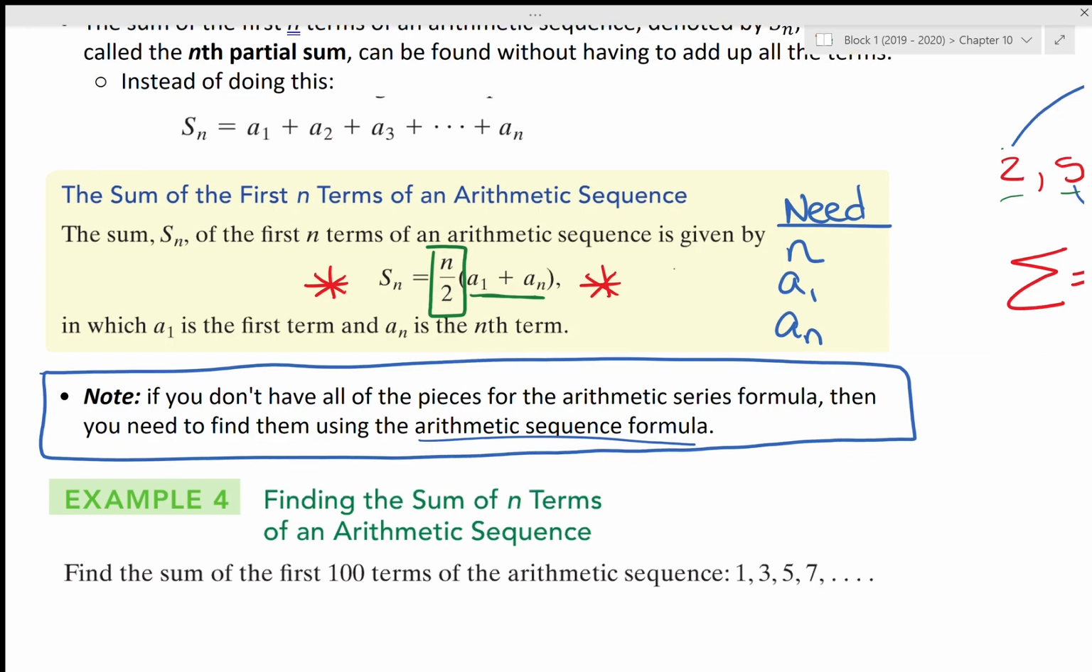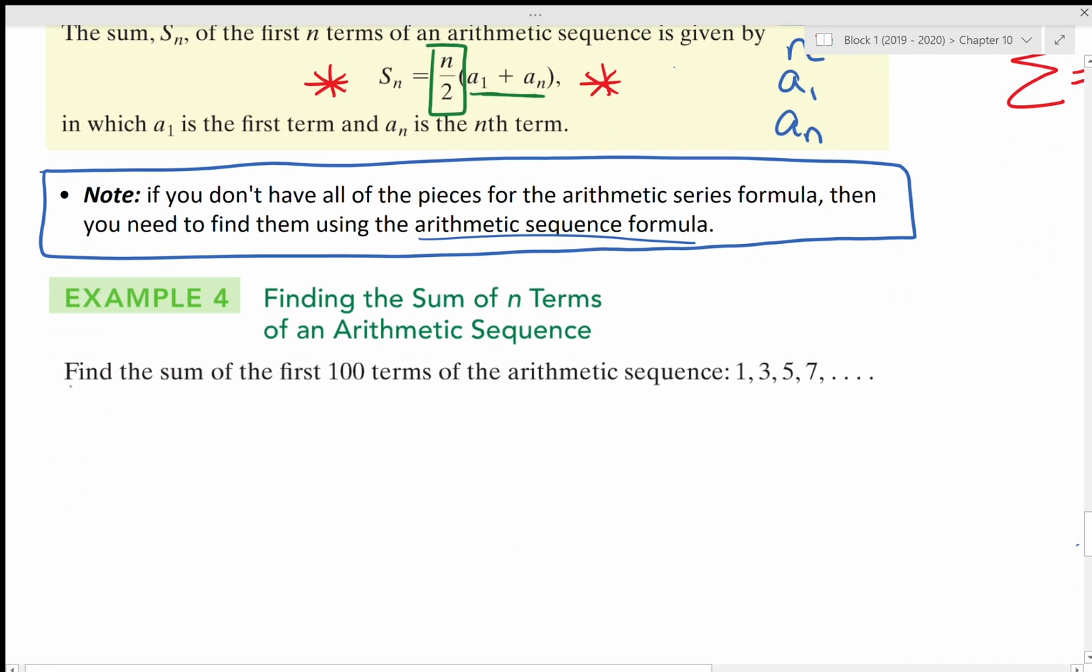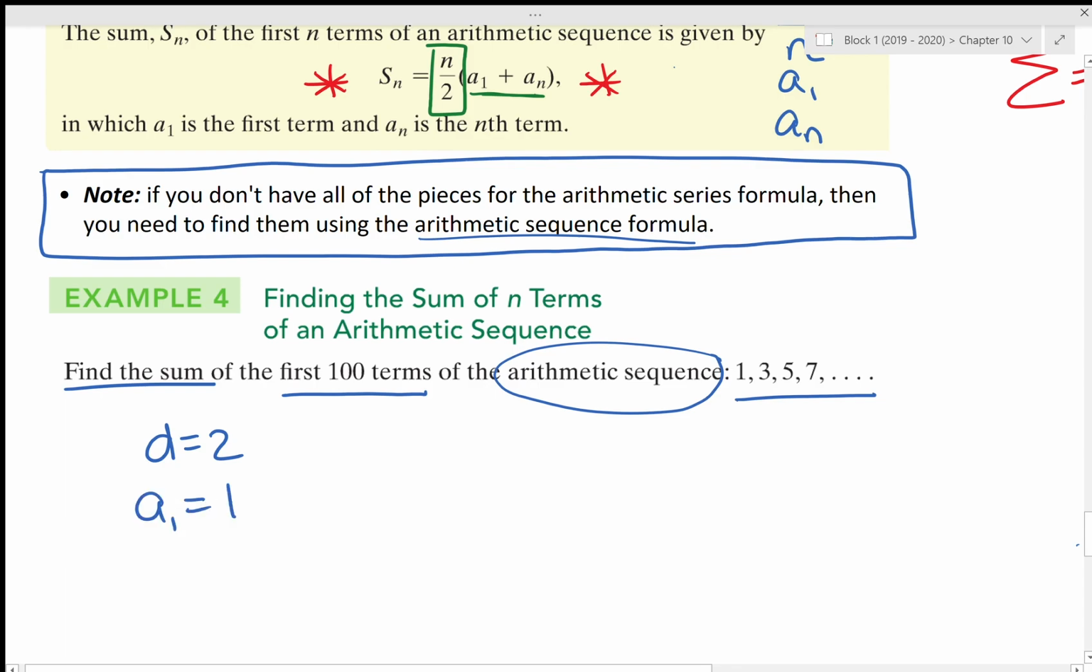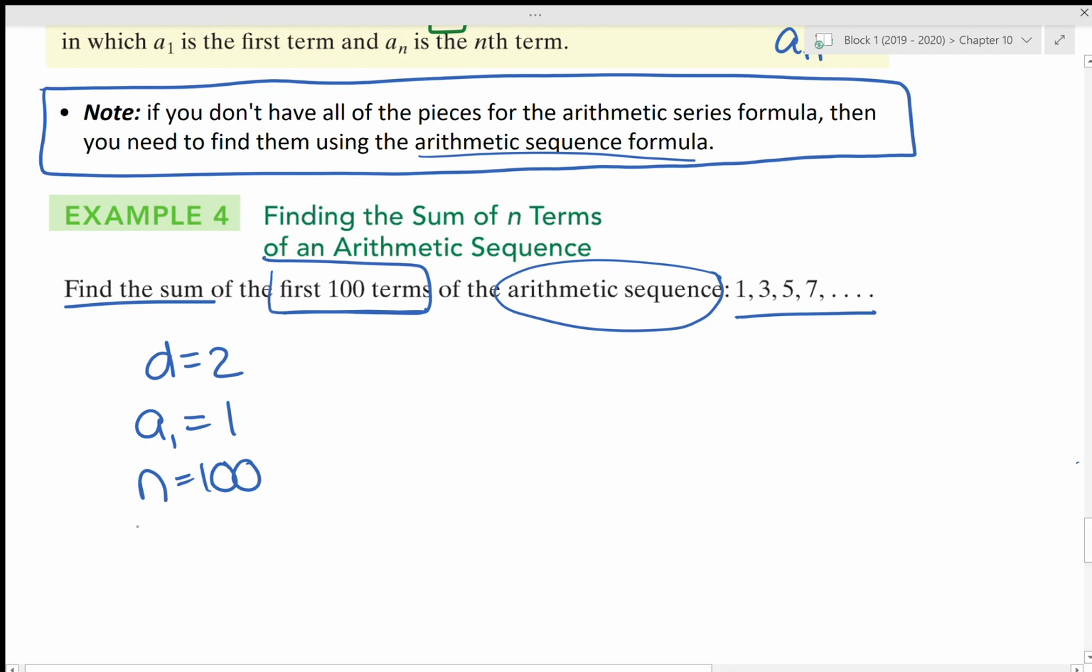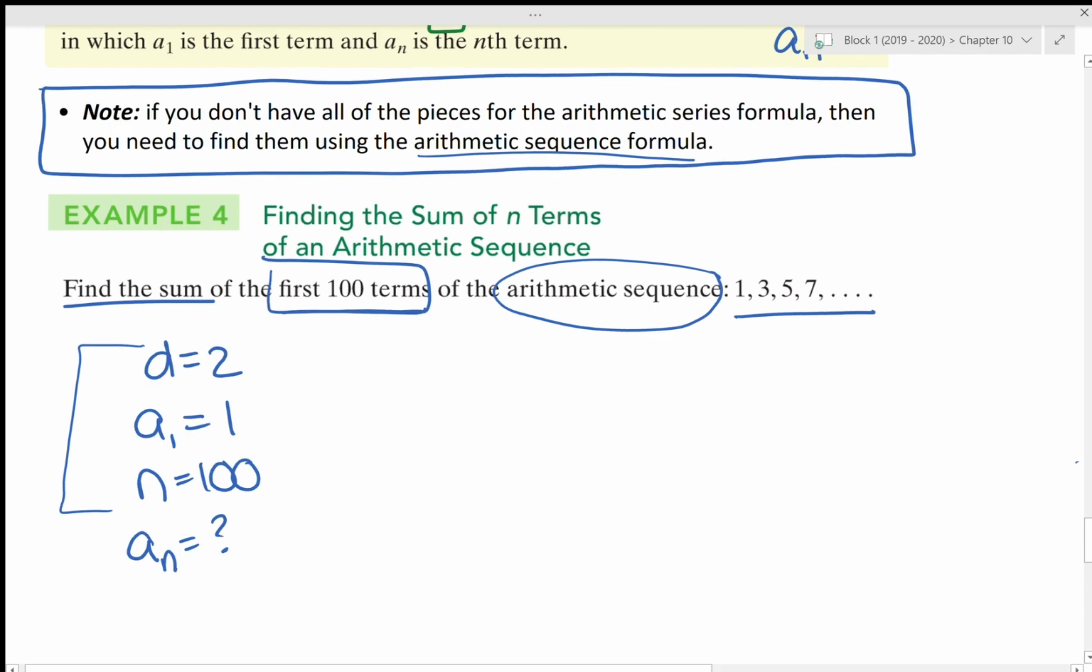So find the sum of the first 100 terms of an arithmetic sequence that's 1, 3, 5, 7, and so on. I know it's an arithmetic sequence because I see the pattern. The pattern is to add 2, so that's my common difference. My first term is 1, and it wants the first 100 terms, so my n is 100. Now, I don't know what my a of n is, but I have enough information to figure that out using the sequence formula.